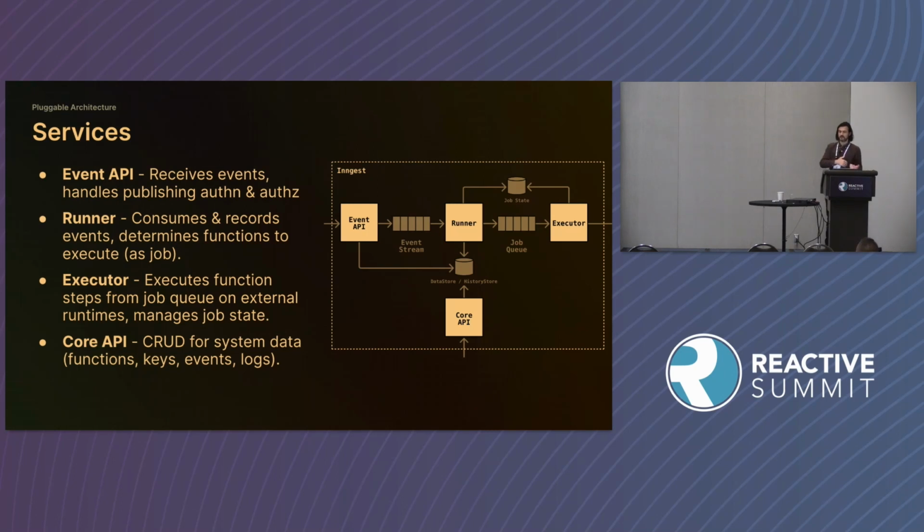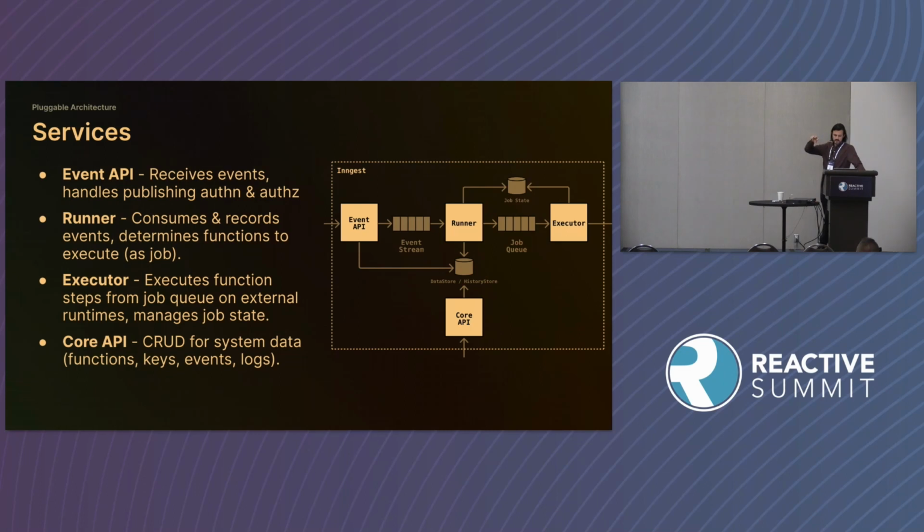Then we have the runner, which consumes and records and does multiple things. It also communicates with the event schema registry, and it then decides what events cause what functions to run, and creates jobs. The executor does just that. It executes the function steps from the job queue, and as it's processing these jobs, it also manages the state of the jobs.